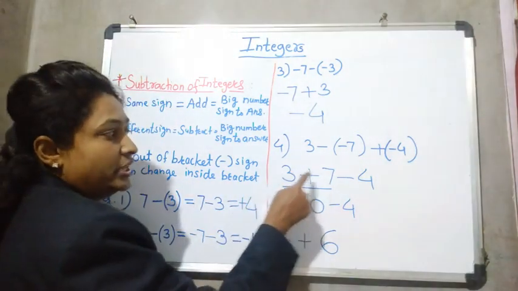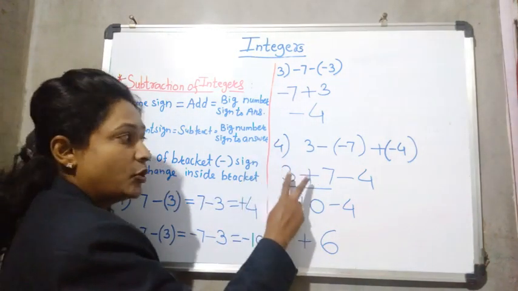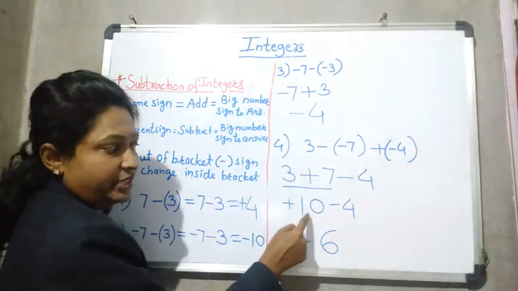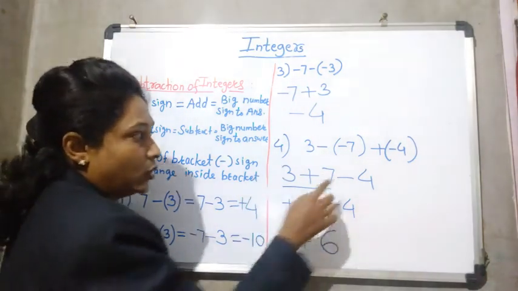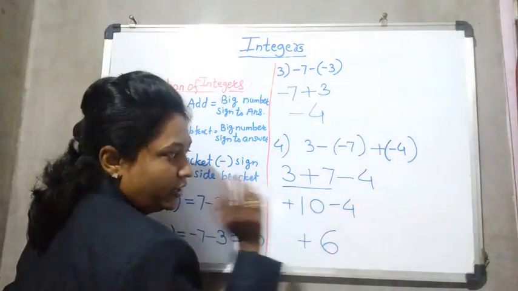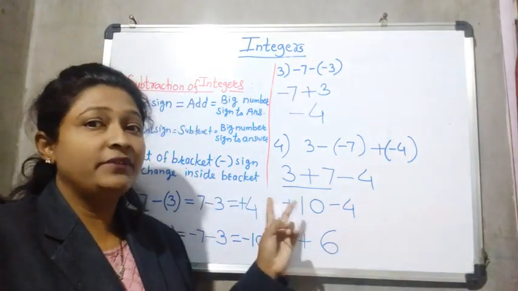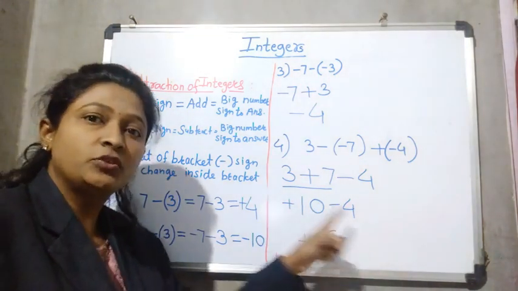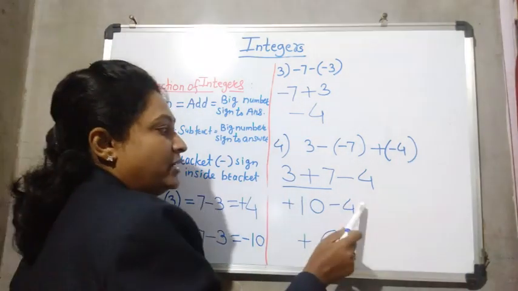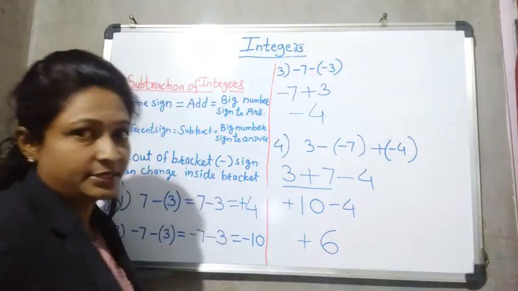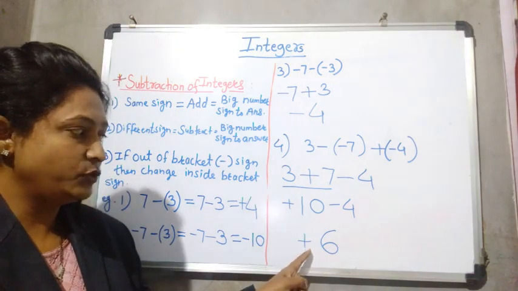Now see, 3 plus 7. Both numbers have the same sign, both are positive. So 7 plus 3 is 10, and the big number's sign, the positive sign, I gave here. Now negative 4 as it is. Now 10 minus 4 means both numbers have different signs: 10 is positive, 4 is negative. It means we have to do the subtraction. So 10 minus 4 is plus 6. Why? Because 10 has a positive sign, so we give the big number's sign to the answer.